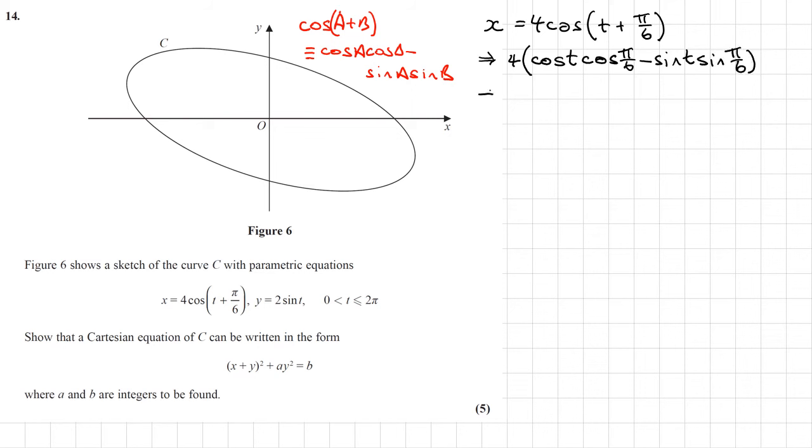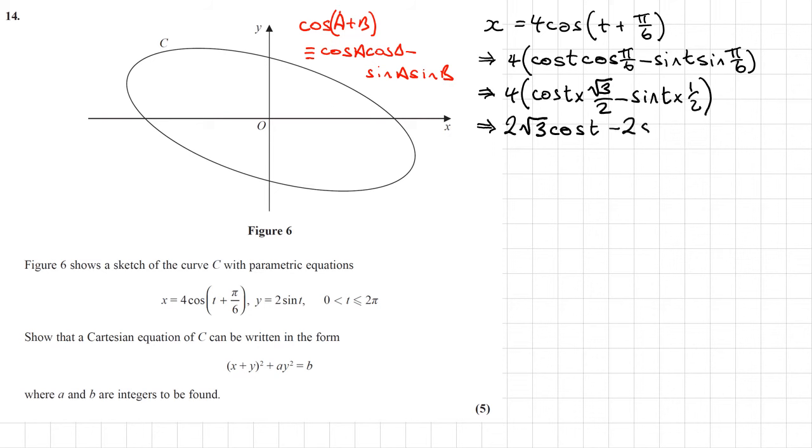Okay, now the cos pi over 6 is root 3 over 2, so we can change that to root 3 over 2, and then minus sine t, and the sine pi over 6 is a half. Right, so what does that become? If I expand all of this and do 4 times root 3 over 2, that will become 4 root 3 over 2, or 2 root 3. So we've got 2 root 3 cos t minus 2 sine t. So this is basically what x is equal to.